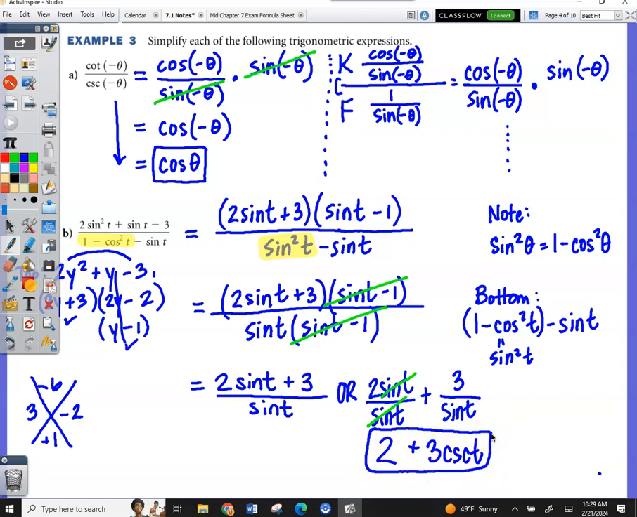2 plus 3 cosecant t. And that's the answer. That would be the answer. Is that the answer you want? Yeah, that's the answer.